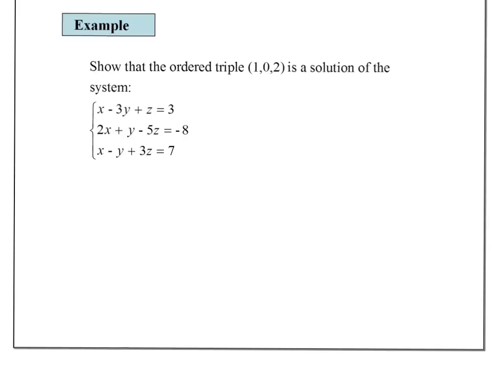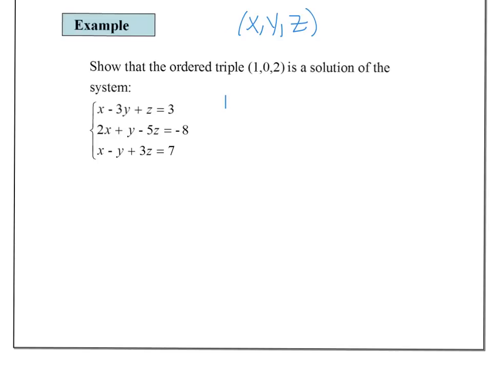Now, what does (1, 0, 2) mean? Well, we can think of a system of three equations as x, y, z. So in order to show that this works, all we have to do is plug in 1, 0, and 2 to their respective values and check that it works.